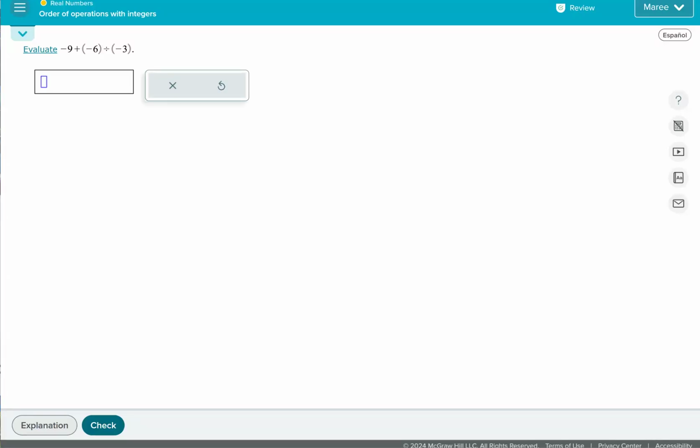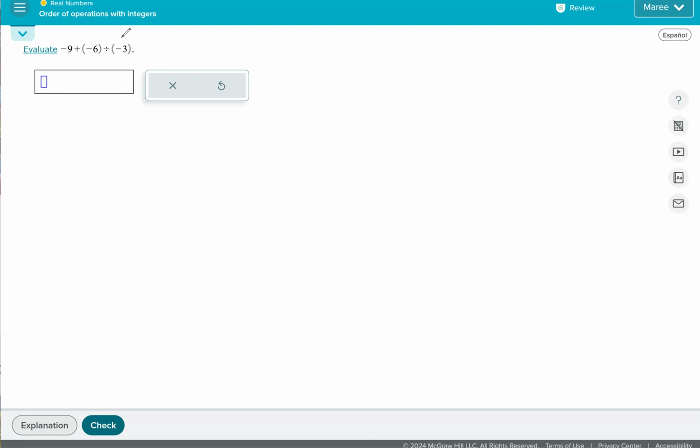This topic is called order of operations with integers. Now, integers can be positive or negative. Actually, they can be zero also. So because we're doing an order of operations and they're integers, we want to look carefully at what we're looking at here. So in our problem, we have three numbers. We have a plus sign and a division sign.